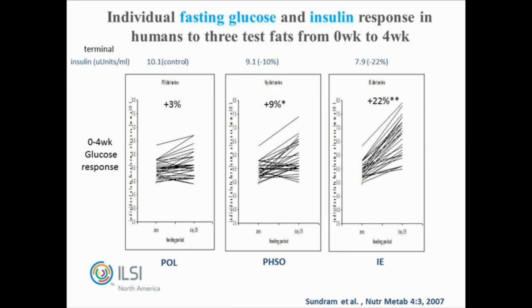So he looked at the insulin, the terminal insulin values, and compared it with the initial. No, this is just the terminal for insulin, and the controls were 10.1 microunits per mil, 9.1 and 7.9, so minus 10% and minus 22%, which went right along with the glucose values, which was a little bit of a surprise. If you know diabetes again, you would expect, with type 2 diabetes developing, as I told you, your insulin levels tend to go up.